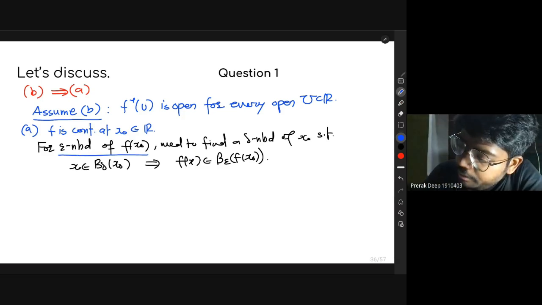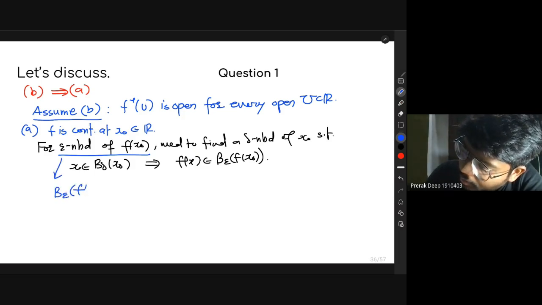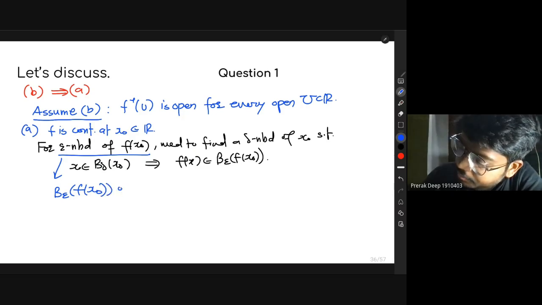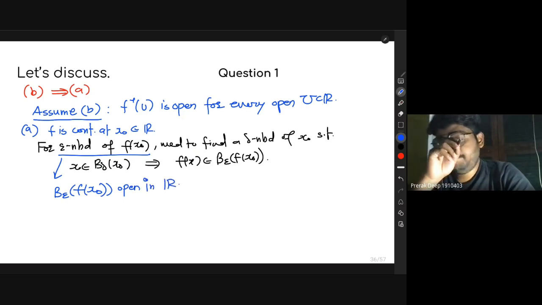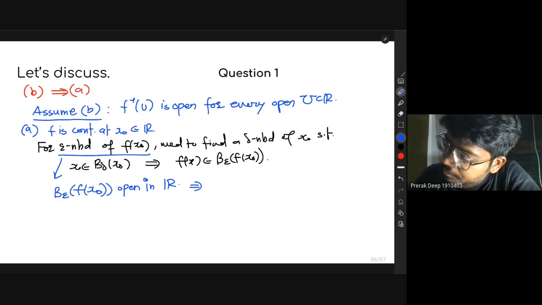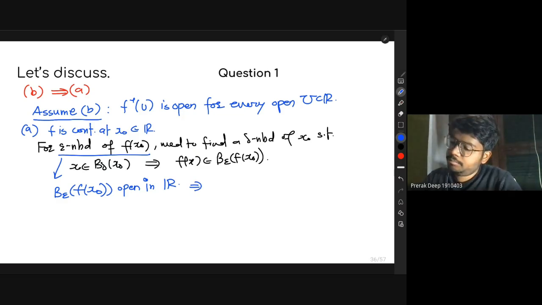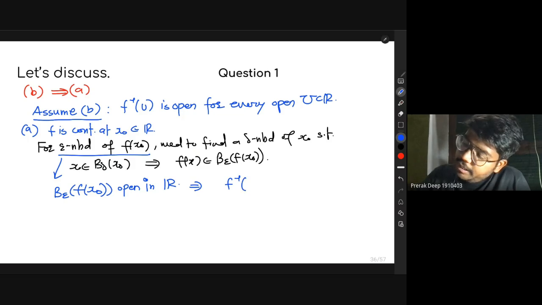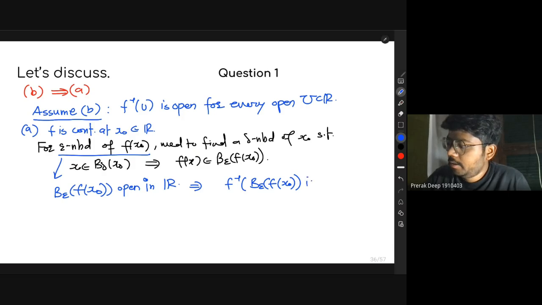Now what is this epsilon neighborhood? Now this epsilon neighborhood is an open set in R. It's an open set in R. So by the assumption, if I consider its pre-image, this will be an open set in R.